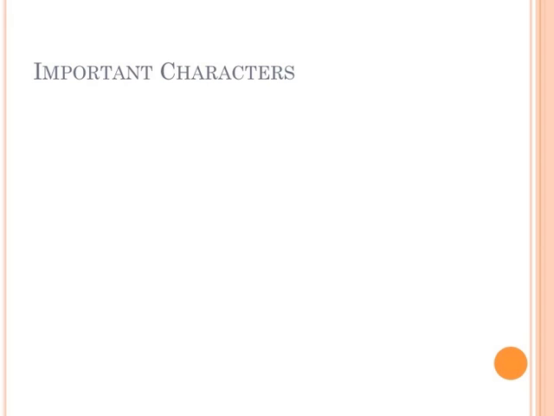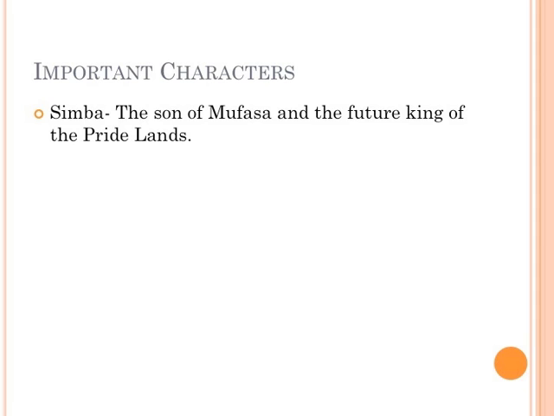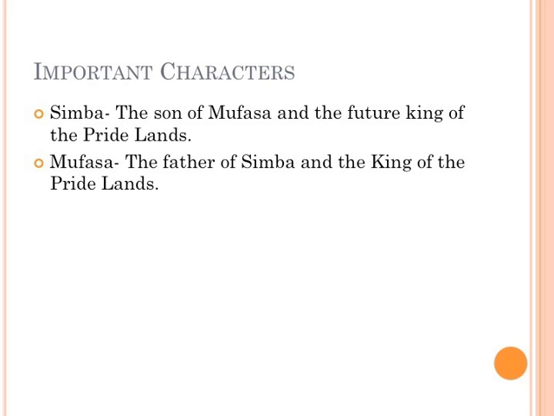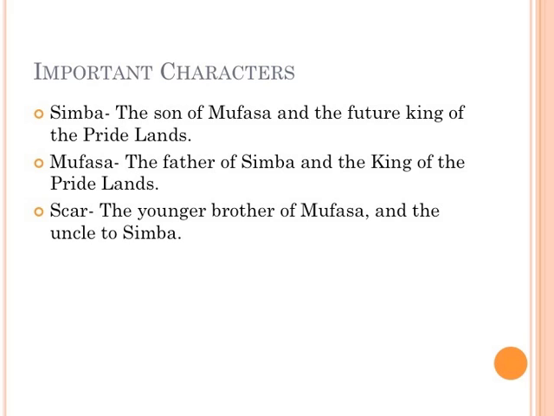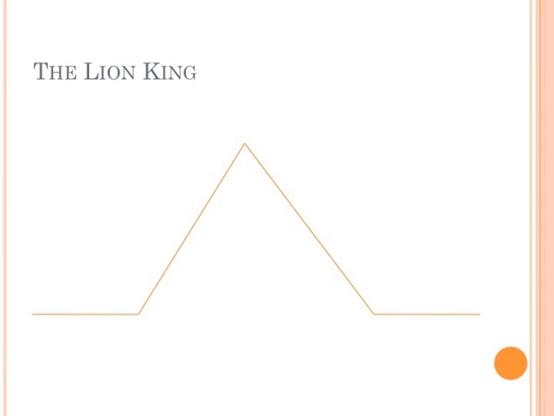Before beginning any story, it's important to know about the characters. The first important character is Simba, and he's the son of Mufasa and the future king of the Pride Lands. We have Mufasa, and he is the father of Simba and the king of the Pride Lands. And then we have Scar, and he's the younger brother of Mufasa and the uncle to Simba. Here's Freytag's pyramid in conjunction with The Lion King.